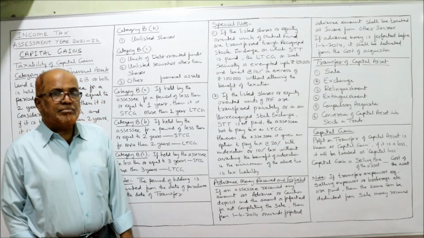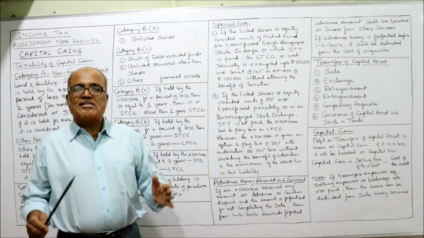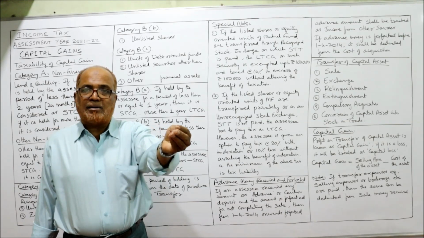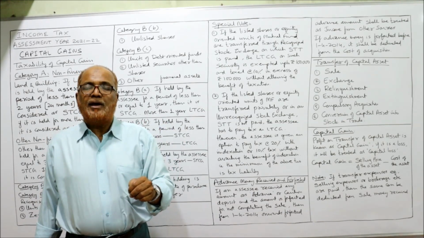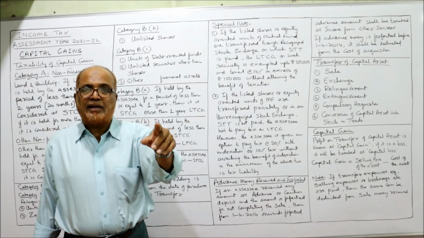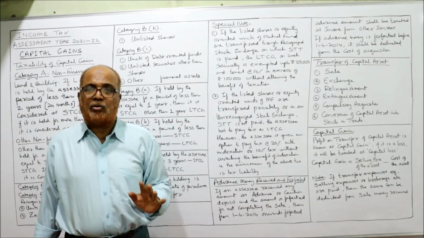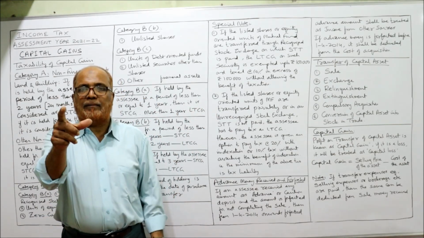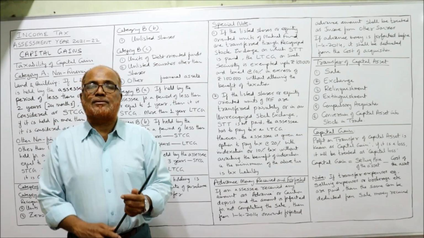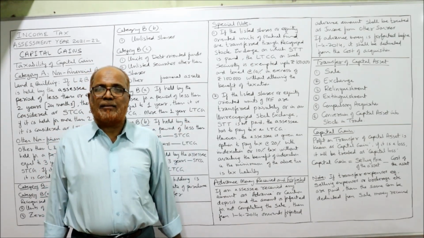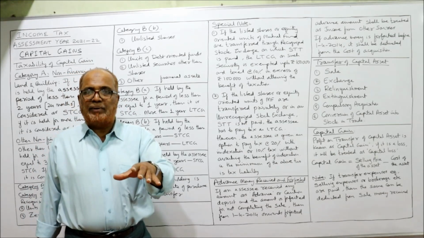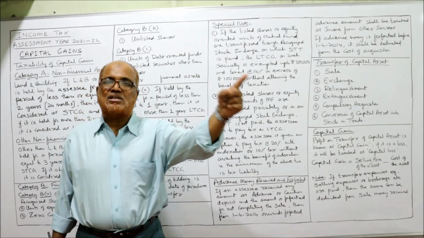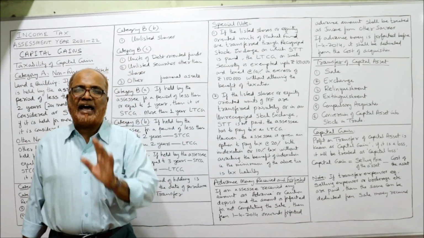Now, advance money received and forfeited. Sometimes in a sale transaction, the seller will take some advance money from the buyer and give a period within which you have to complete the sale by paying the amount. If the buyer fails to pay the amount during that period, the seller will forfeit whatever amount was paid. Example, Mr. X is the owner of the building. He made an agreement to sell this building to Mr. Y for an amount of rupees 50 lakh.